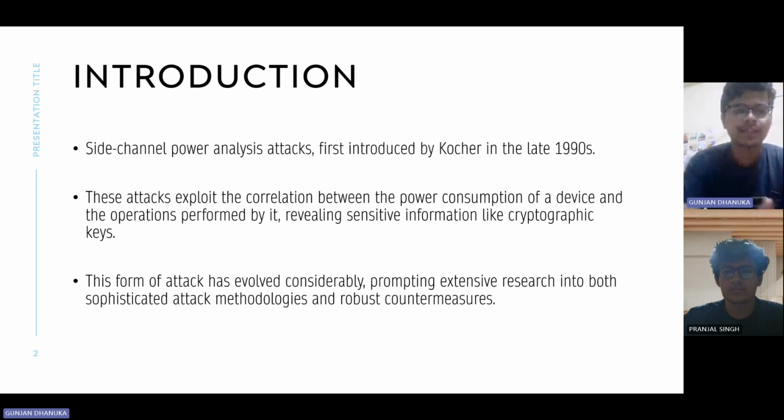For example, if there is an addition and a multiplication operation and the multiplication consumes higher power, we can see from the power output if there was a multiplication or an addition going on in a particular cycle. And this information can lead to revealing sensitive information like cryptographic keys or algorithms. This form of attack has evolved considerably over the years, prompting extensive research into both how to come up with sophisticated attack methods and also how to come up with stronger defenses against those kinds of attacks.